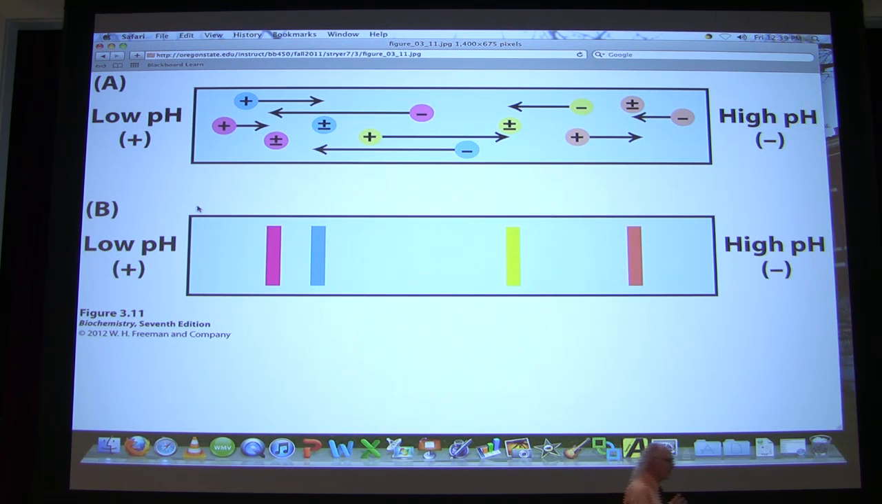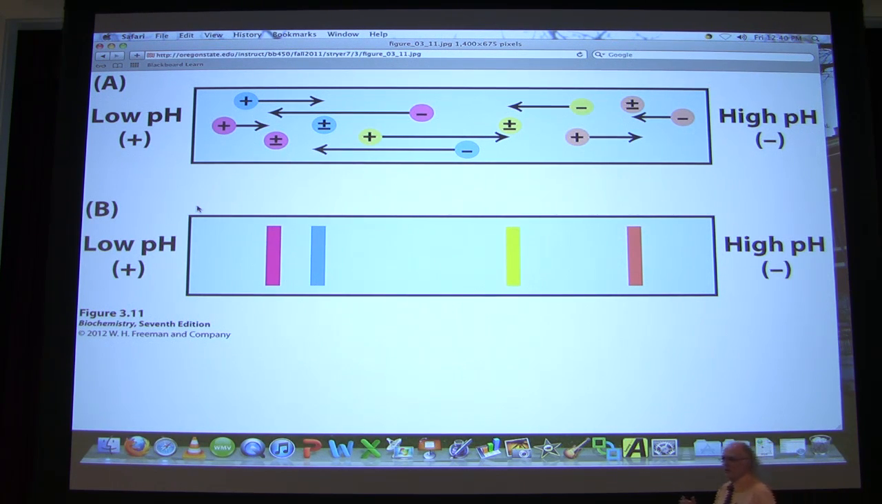It turns out that what I have just described to you in terms of separating charge also separates on the basis of pI. We talked about pI. pI is the pH at which a molecule has a net charge of 0. Okay? And so by setting up a column like this, I actually separate molecules on the basis of their pI, the pH at which they have a net charge of 0. The ones that have the lowest pIs will be at one end, the ones that have the highest pIs will be at the other end, and the ones closest to a pI of 7 will be right in the middle. Everybody with me?